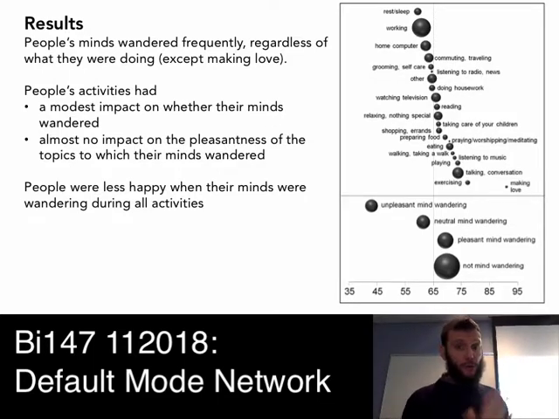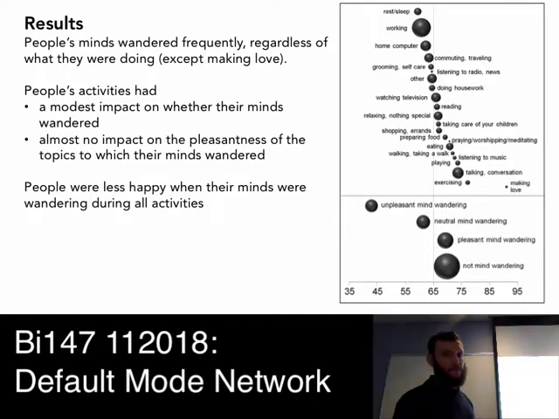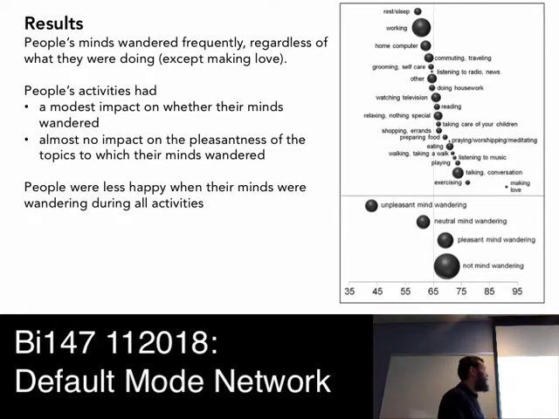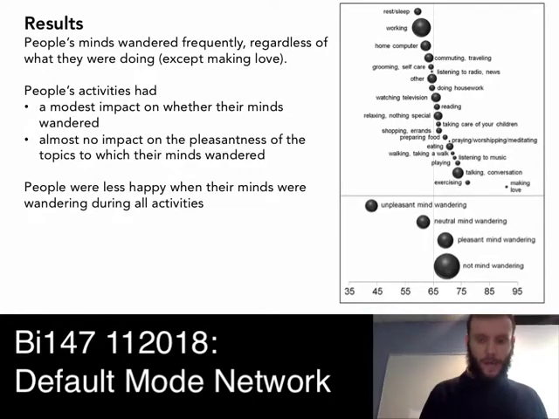People's minds wandered frequently, regardless of what they were doing. They were in the moment there, I guess. So people's activities had a modest impact on whether their minds wandered or not. It actually wasn't super correlated with whether they were doing something fun, like working, or something horrible, like exercising. Almost no impact on the pleasantness of the topics to which their minds wandered. Okay, so on the whole, people were less happy when their minds wandered during all activities.